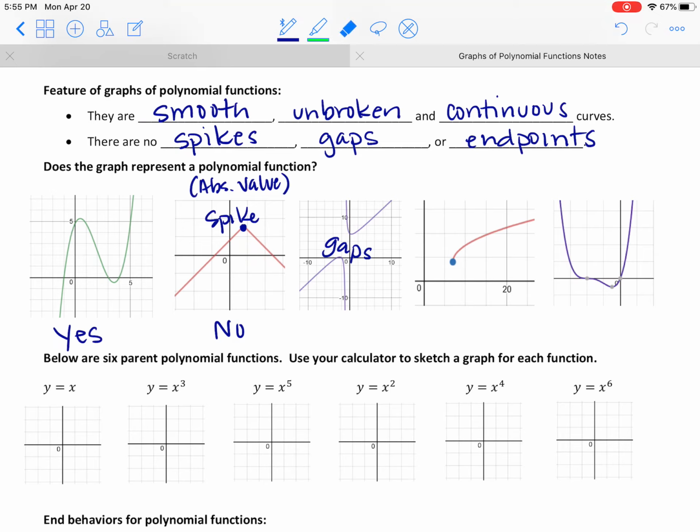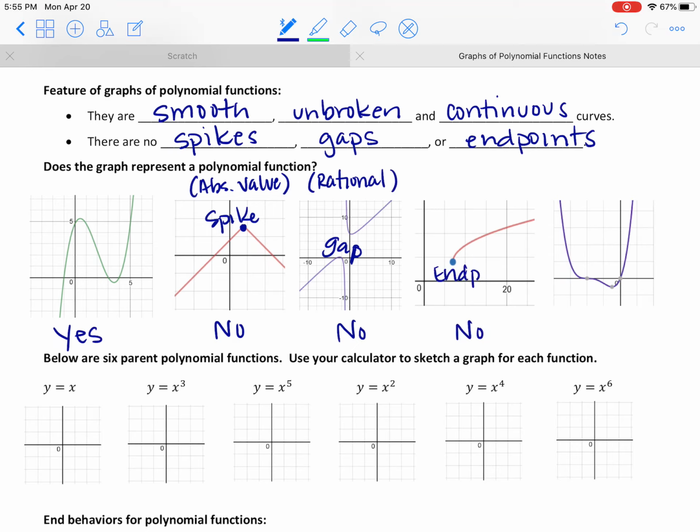The third one, there's a gap in the pieces of the graph here. We don't have one continuous graph, we have one piece separated by another. And that gap tells me again that this is not a polynomial function. So this is a no. And in fact, hopefully you knew that this was the graph of a rational function. Hopefully you saw the oblique asymptote happening in there.